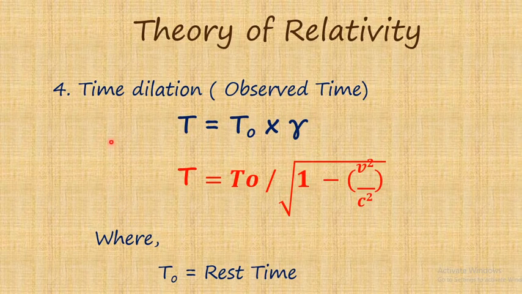Next we have time dilation. Time dilation: t equal to t naught into gamma. You can substitute the value of gamma and get t equal to t naught divided by root over 1 minus v square divided by c square, where t naught equal to rest time. Let's move to the next one.